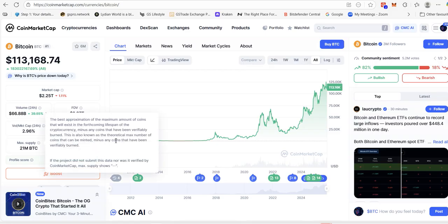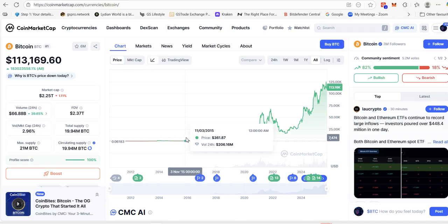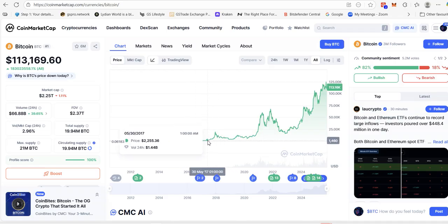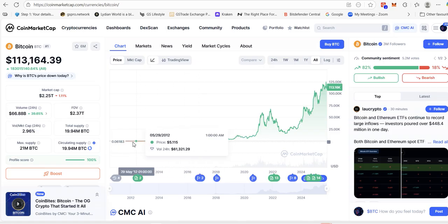The nice thing about this chart is you can see the price of the coin from when Bitcoin started on the chart. You've got like $11 when it started reporting, and that was on the 23rd of August, 2011.